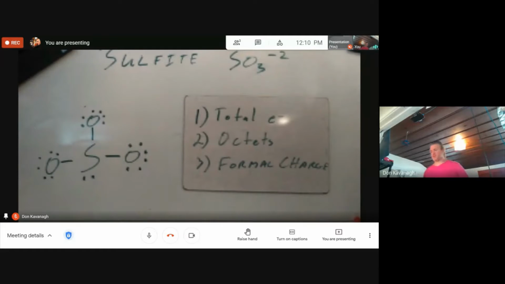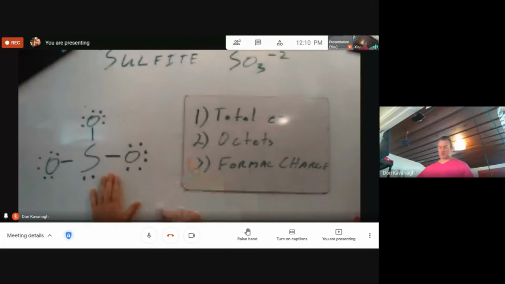A great Lewis dot structure for the sulfite anion, for a Gen Chem student, would require these three criteria, in this order, I would say. The total electron count for the sulfite anion, each atom has an octet, and the formal charge of each element is close to 0. This picture on the left side here is a great Lewis dot structure. It hits a lot of these points here.